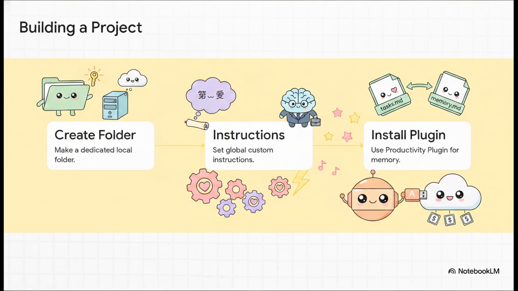Let's break down the exact steps to build this, because this workflow is the secret sauce. First, you create your dedicated local folder. Second, you set the global custom instructions, telling the AI, "You're my financial advisor, push back if something doesn't match my philosophy." And third, you install Anthropic's productivity plugin. Why? Because this plugin autonomously generates and manages markdown files, specifically tasks.md and memory.md. When you drop your stock positions into the folder, the agent automatically writes that data to these markdown files. It manages its own memory system so it literally never forgets your portfolio.